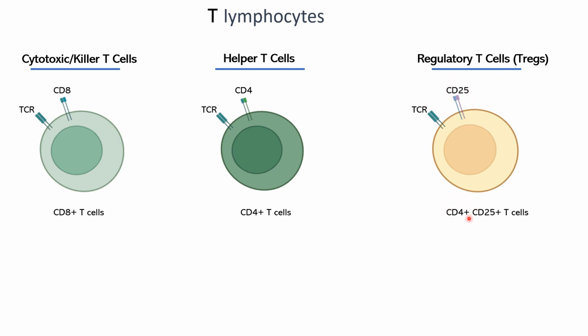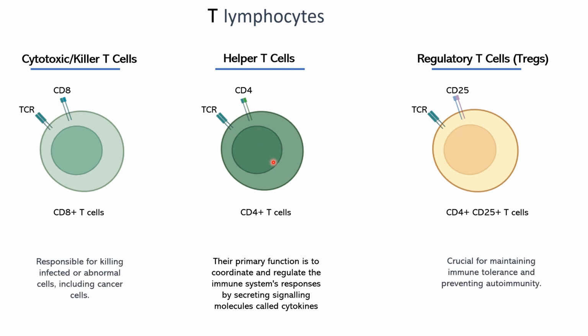Sometimes they will also carry CD4 or CD8, which is a bit different, but mainly they would have CD25. Carrying different receptors like that influences the function of every cell type. So cytotoxic T cells, or CD8 positive T cells, are responsible for killing infected cells or cancerous cells. For example, if a normal cell turns cancerous, the T cell will identify it, interact with it, and then kill it.